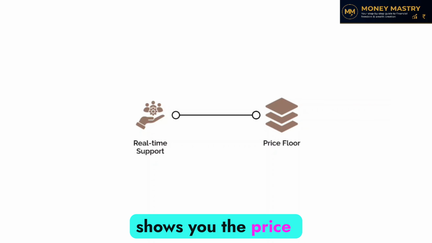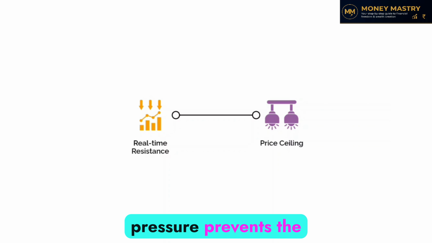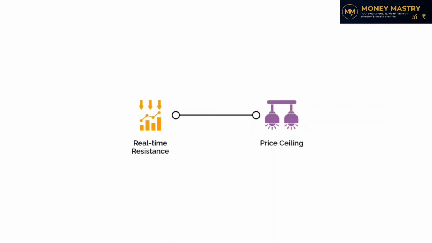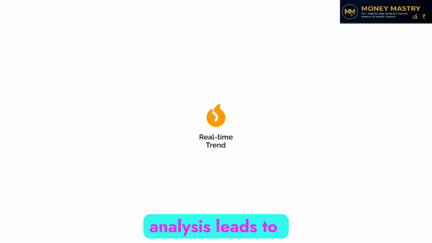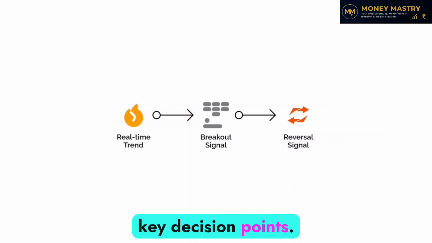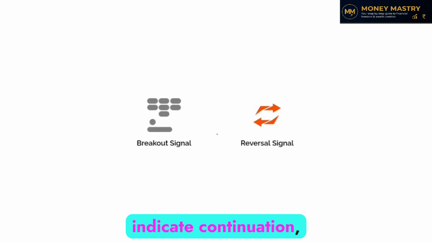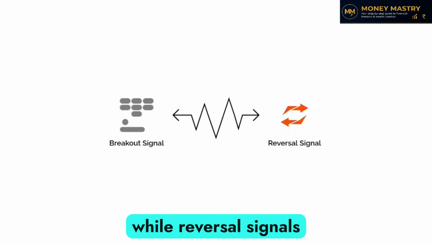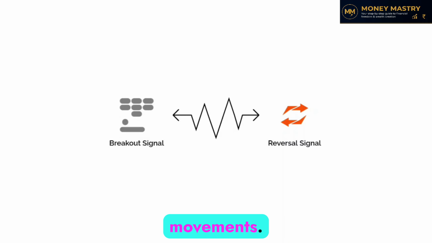Real-time support shows you the price floor, where buying pressure stops the market from falling further. Real-time resistance shows you the price ceiling, where selling pressure prevents the market from rising higher. Real-time trend analysis leads to identifying either breakout signals or reversal signals at key decision points. Breakout signals indicate continuation, while reversal signals suggest a complete directional change, 2 opposing market movements.